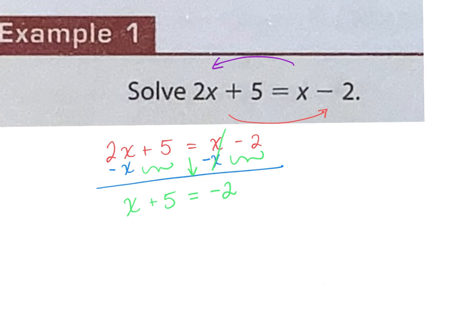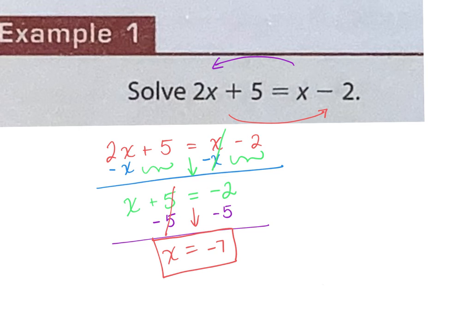So I'm going to take the 5. It's a plus 5 right now. I'm going to subtract 5. All right. On the left-hand side, the positive 5 and negative 5 cancel. Bring down your equal sign. What is negative 2 minus 5? Negative 7. And that is your answer there. Negative 7. All right, negative 7.